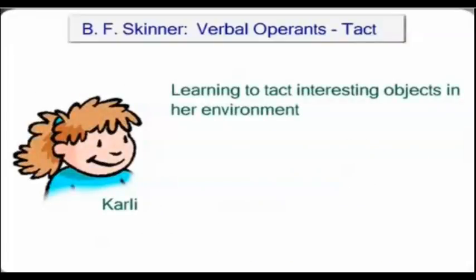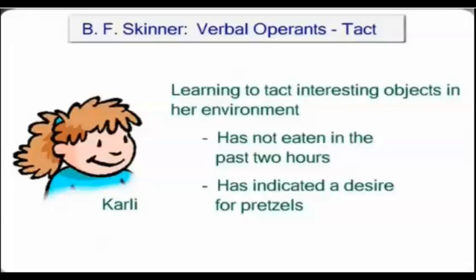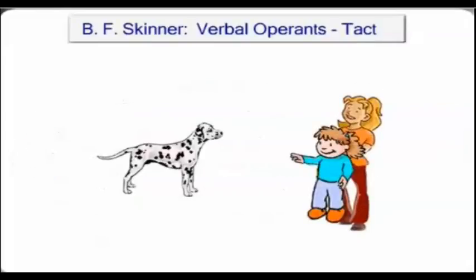Let's look at an example of how this might be accomplished with Carly. Carly has not eaten in the past 2 hours and has indicated a desire for pretzels to her therapist, Amy. Carly is beginning to learn to tact interesting objects in her environment. Amy takes Carly outside and helps her point to her neighbor's new dog and say dog. Amy then says, "Good job, Carly," and gives her a small pretzel. Over time, as Carly learns to independently tact interesting things in her environment, Amy slowly removes the pretzel until only the nonspecific consequence of social praise remains.